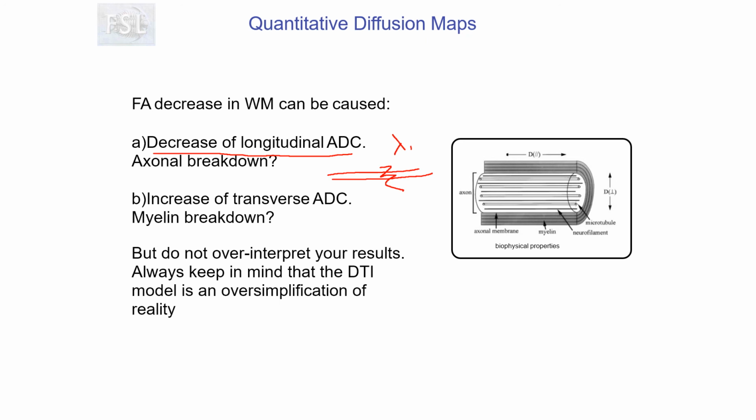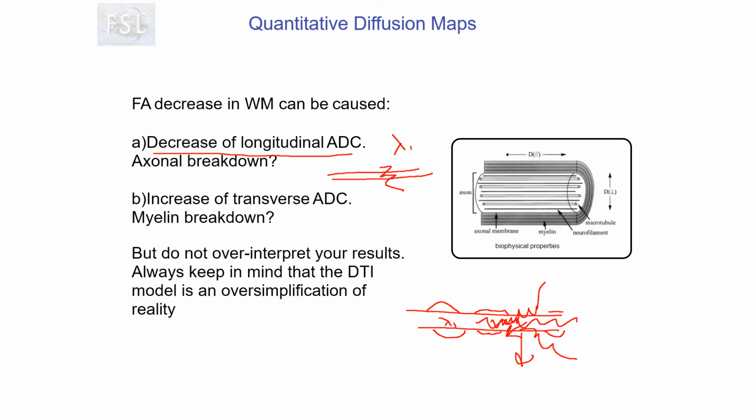It could be due to an increase in transverse apparent diffusion coefficient. So maybe lambda 1 isn't too bad. That's still pretty intact, but instead of having our nice myelin everywhere, we start to get a breakdown of myelin. And with a breakdown of myelin, we can get more diffusion out in these other directions. We still have diffusion up and down the axon, but some of these molecules get to areas where there's a breakdown, and they can more easily cross and get out in these other directions.